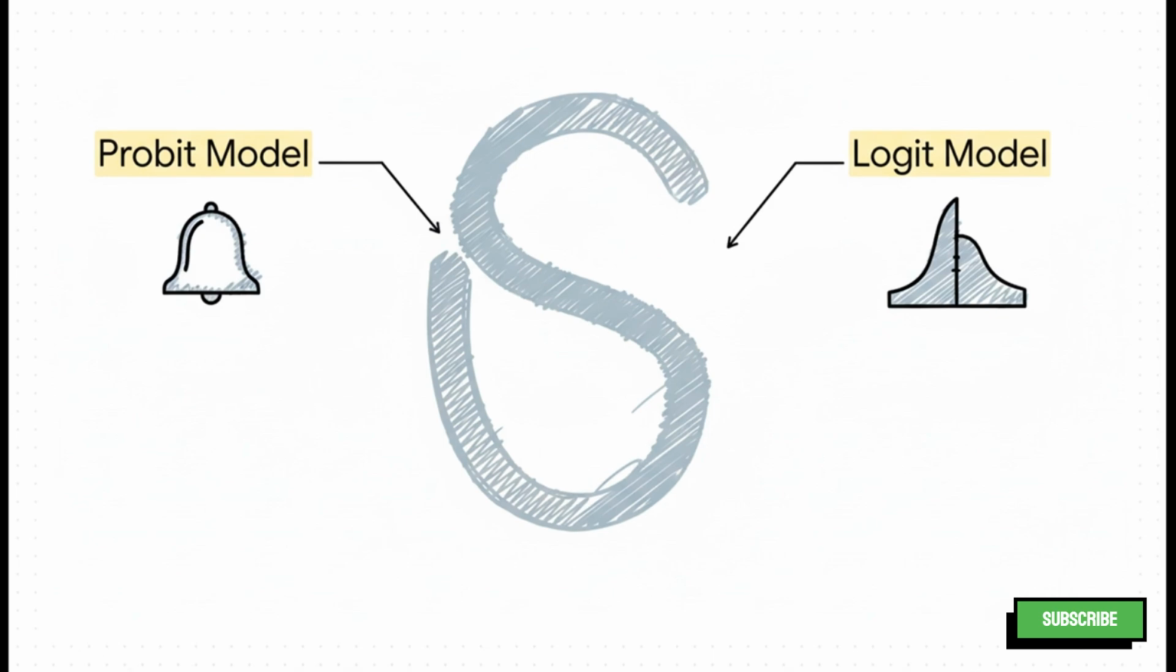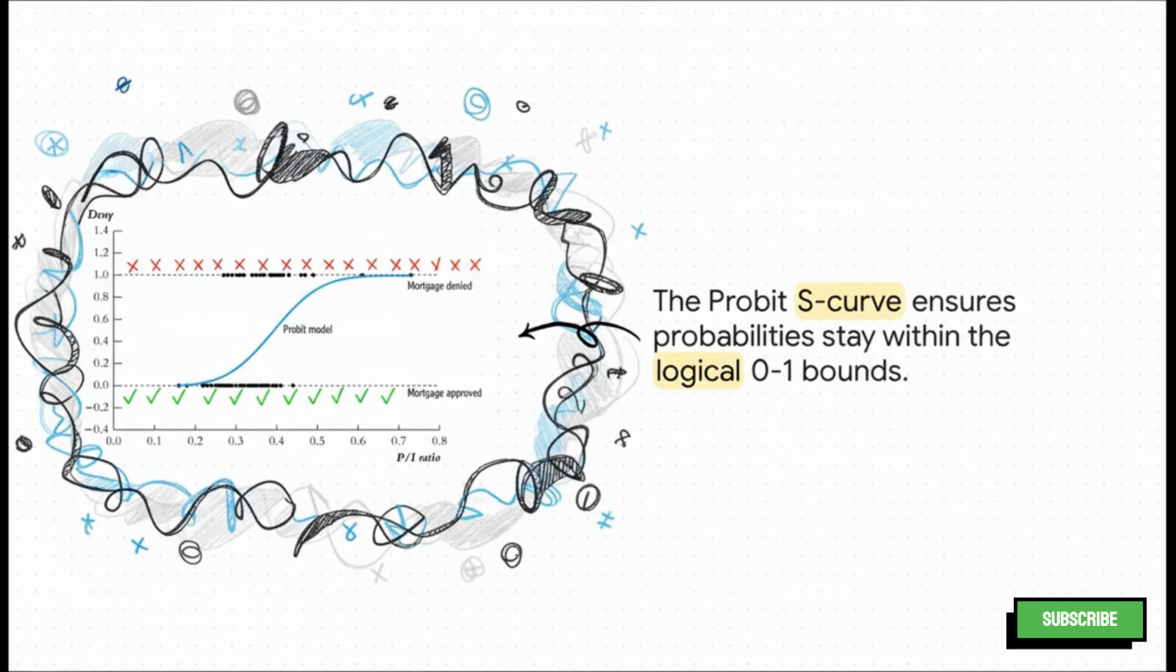Instead of forcing a straight line onto the data, they both use this elegant S-shaped curve that's always squeezed between 0 and 1. And just look at this curve. This is the elegant solution right here. See how when the payment to income ratio gets really high, the curve just flattens out and gets closer and closer to 1, but it never touches or crosses it? And it does the same thing down at the bottom near 0. It perfectly follows the rules.